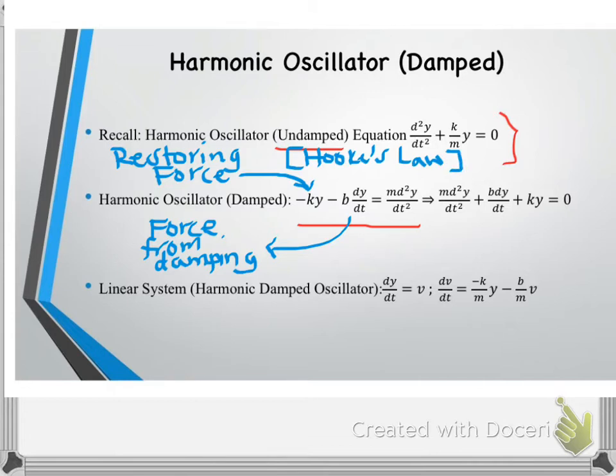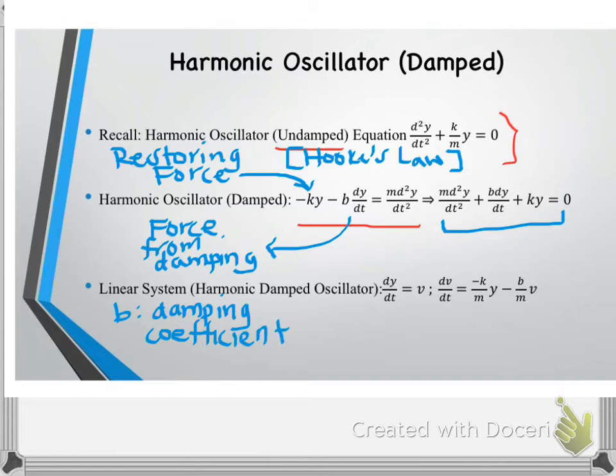And this is the standard form that we write the damped oscillator equation. So you want to make sure you put those two, the undamped equation and the damped equation, to memory. And again, remember, m is the mass, k is the spring constant, and b is the damping coefficient.